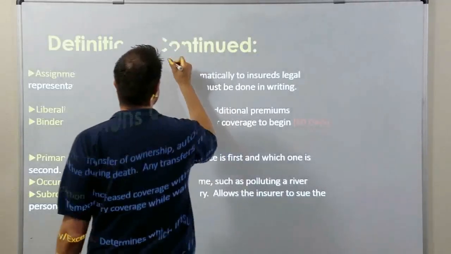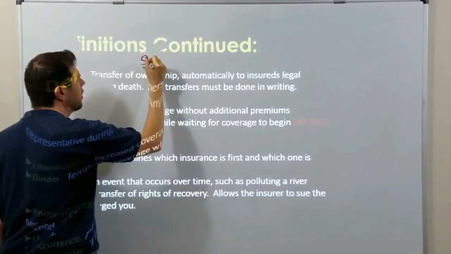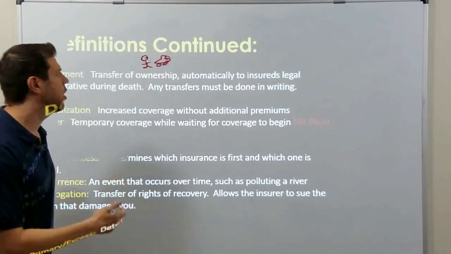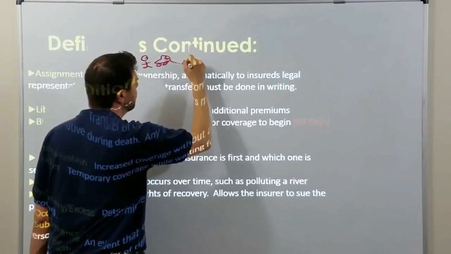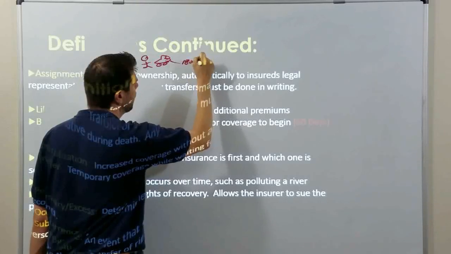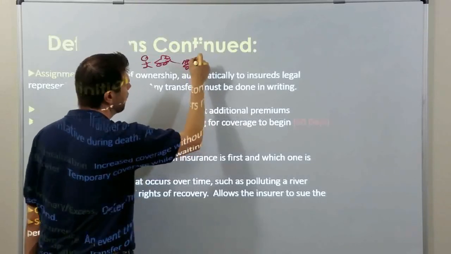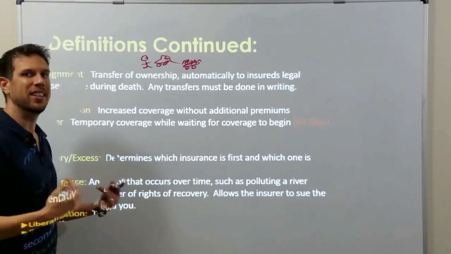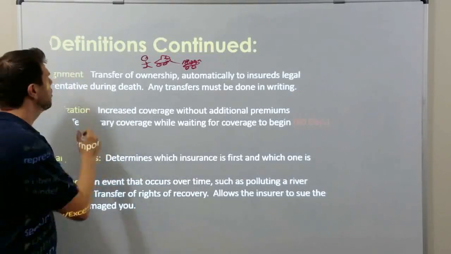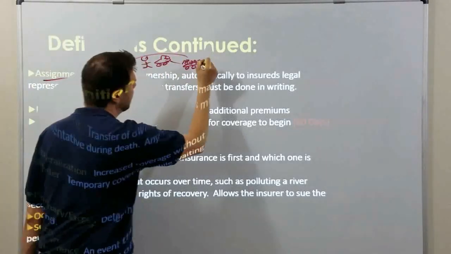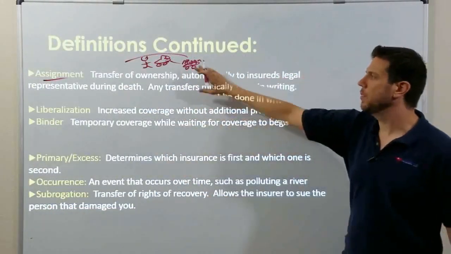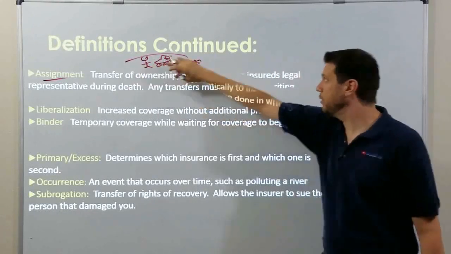So for example, let's say you have a car and you then give the car to your 18-year-old son. It's now his vehicle. He might not want to buy a new policy because he likes his insurance policy, so you would assign the policy to him. You transfer the ownership of the insurance policy from yourself to your son.